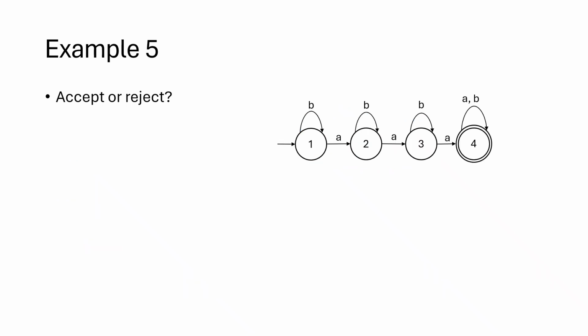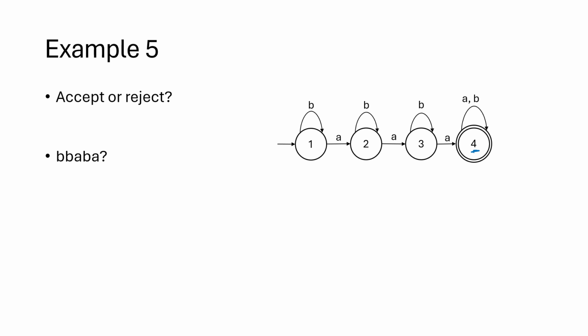In the next example, we have 4 states named 1, 2, 3, and 4. Our input alphabet is A and B, and state number 4 is the accepting state. And again, we want to go through a similar process. So our first example of an input is B, B, A, B, A.